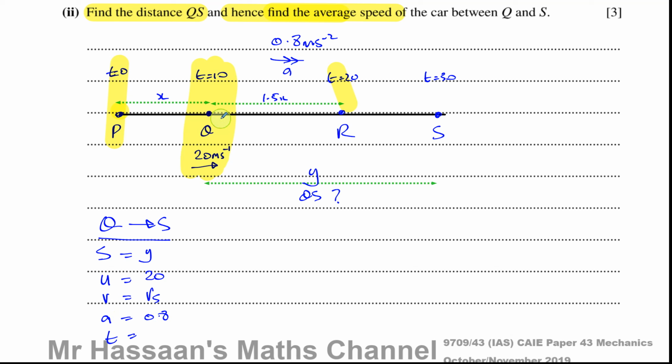And the time it takes to go from Q to S, that's when time was 10 to 30, is going to be 20 seconds. Be very careful. Don't put T equals 30. That's 30 seconds after the start. We're now starting from Q. We're going from Q to S. So it's from 10 to 30, which is 20 seconds.